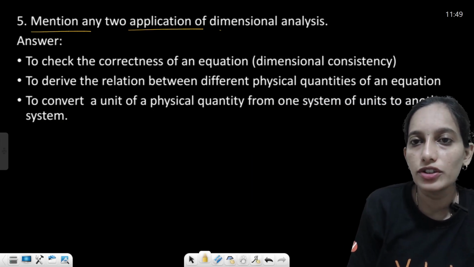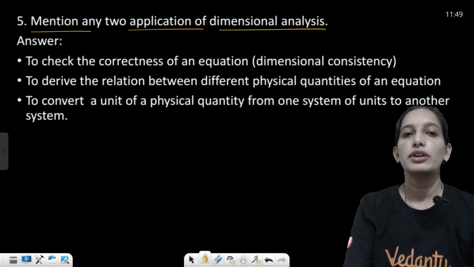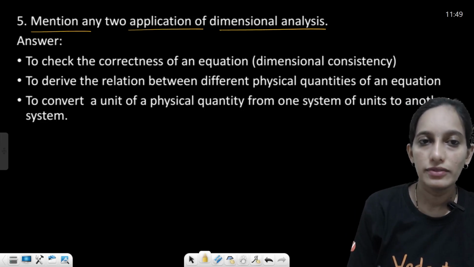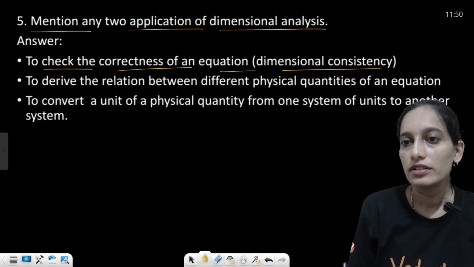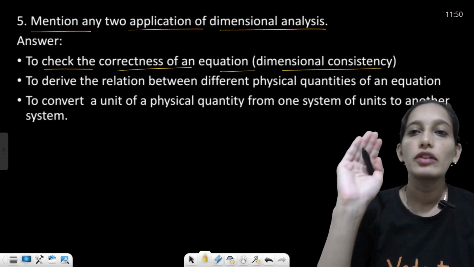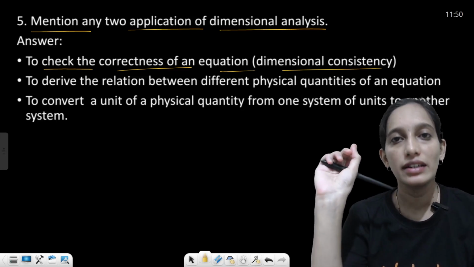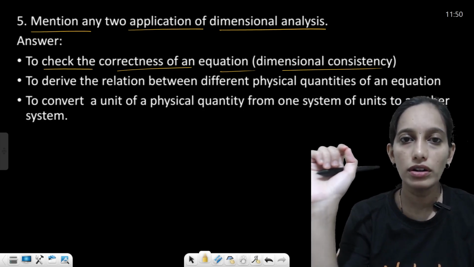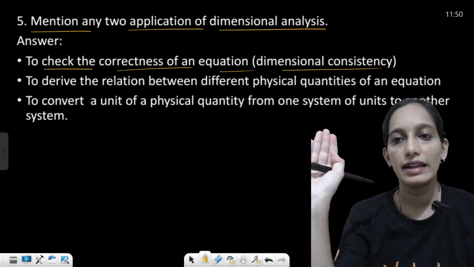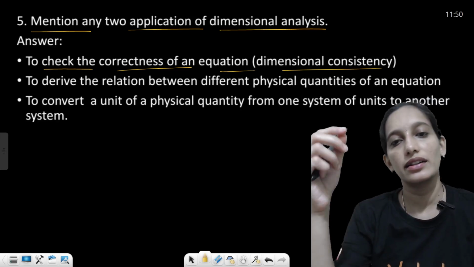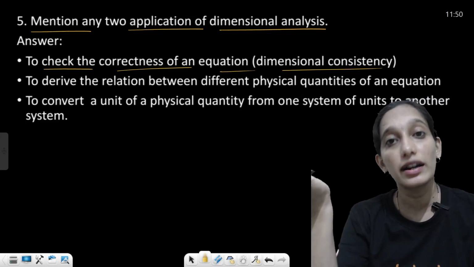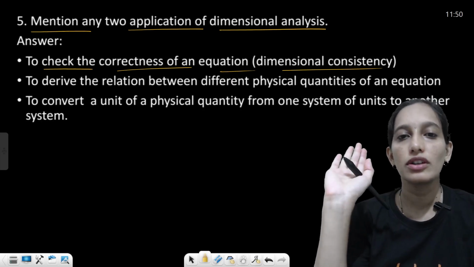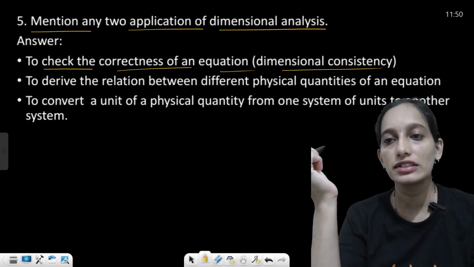Mention any 2 applications of dimensional analysis. So in this question, what they have asked is to mention any 2 applications of dimensional analysis. One, we can say, to check the correctness of an equation, that is, we can do a dimensional consistency check. Any equation, if it is dimensionally incorrect, then that equation is 100% wrong. So we can check whether the equation is wrong by doing dimensional analysis. But it doesn't mean that if it is dimensionally correct, it need be a 100% correct equation. But if it is dimensionally incorrect, then 100% the equation is wrong. So that is what we call the dimensional consistency check.